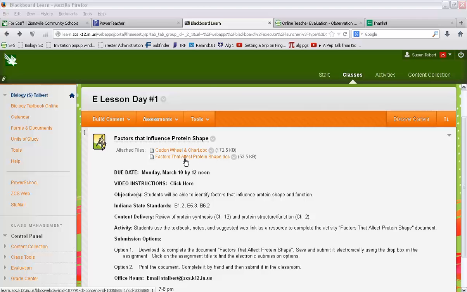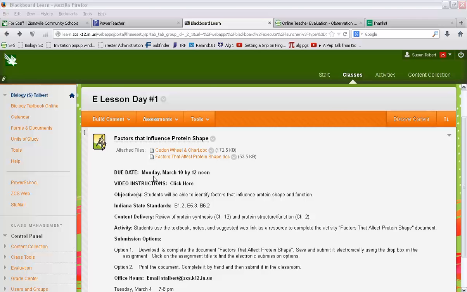You're going to need to print this document, Factors that Affect Protein Shape. Everyone will need to download it. Not everyone needs to print it, like I just said. I apologize for that. But everyone will need to download it. The codon wheel, you may or may not need to download. Do you still have a copy in your notes? Can you Google and find the codon wheel? You can find it in your textbook as well.